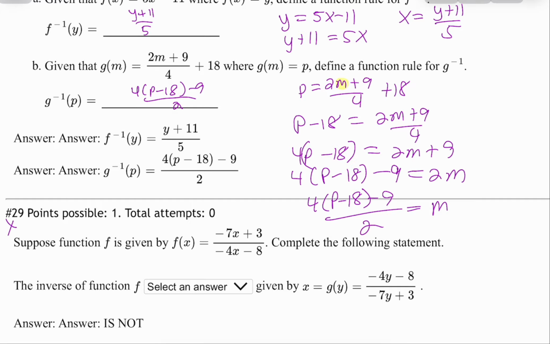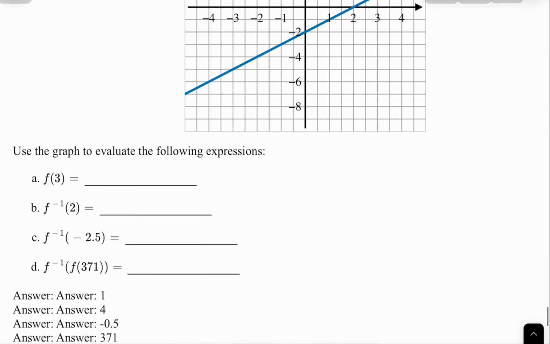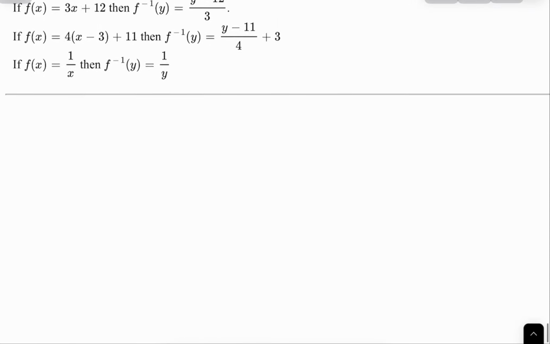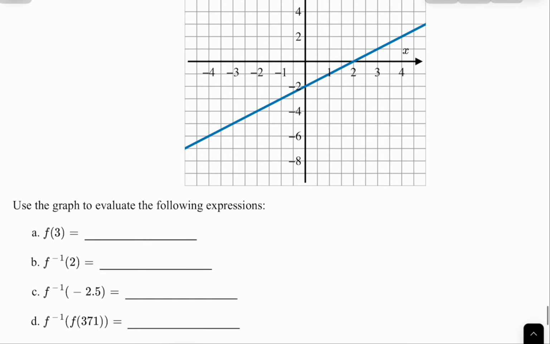Now we're going to skip 29. Please jump to 30. Just seeing where we got to go here. Let's jump to 30.